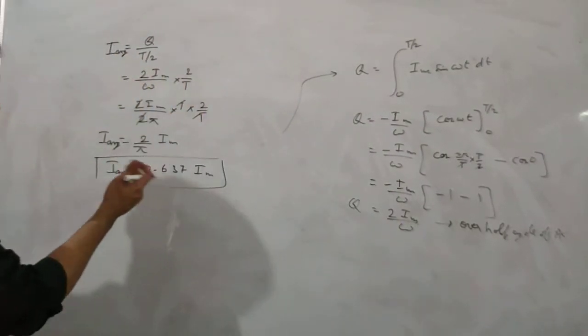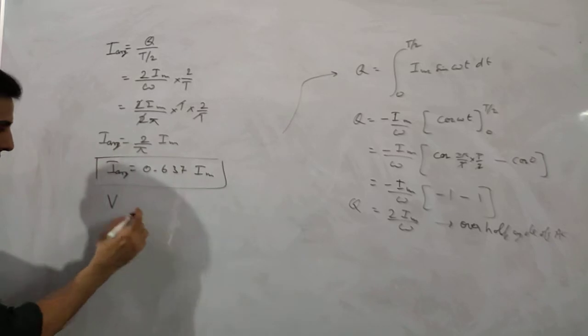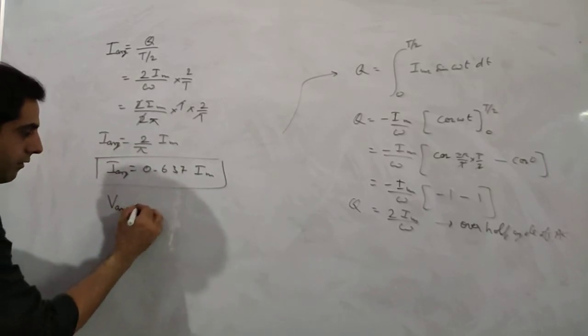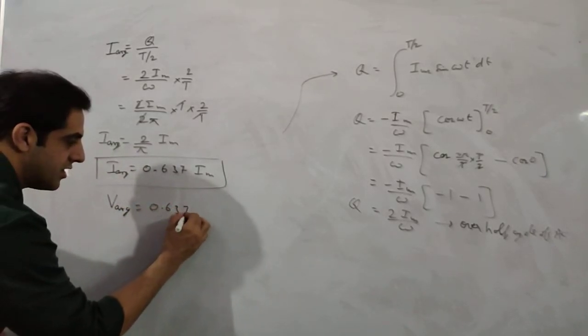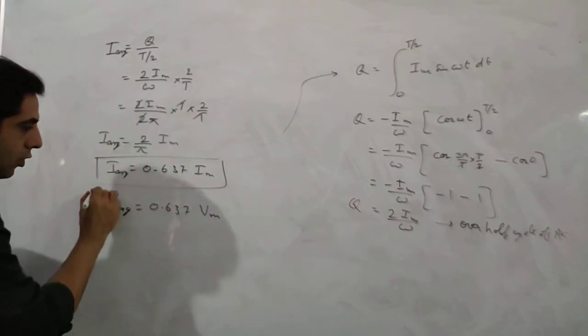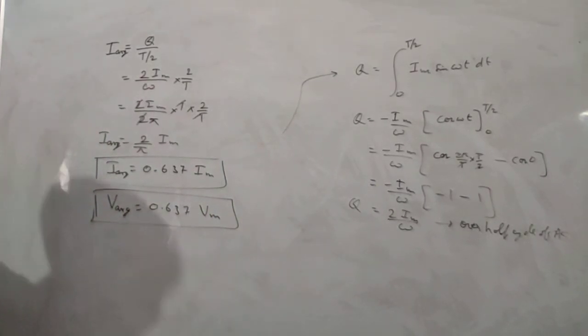Similarly, if we want to find out the average voltage, we can follow the same concept, and average voltage will be equal to 0.637 of the peak voltage. So always remember that the average value is found out over the half cycle, not over the complete cycle. Over complete cycle, the average value will be 0. So we find the average value over half the cycle, and this is how we find it.